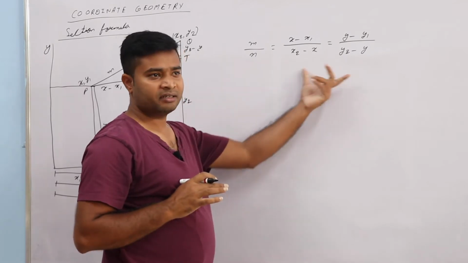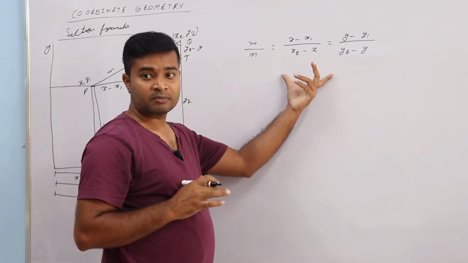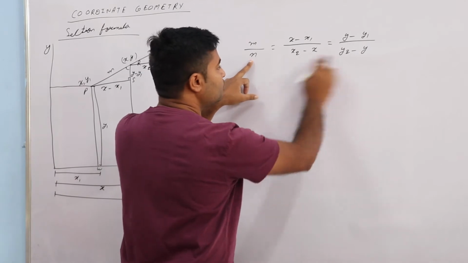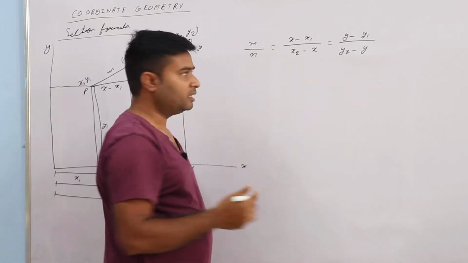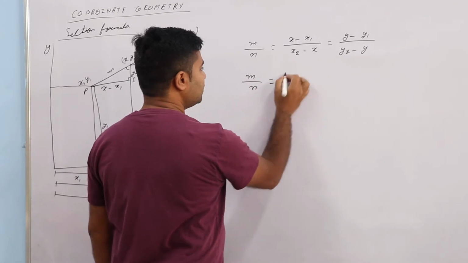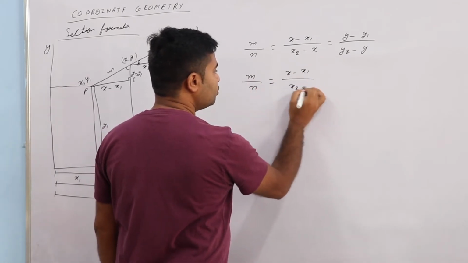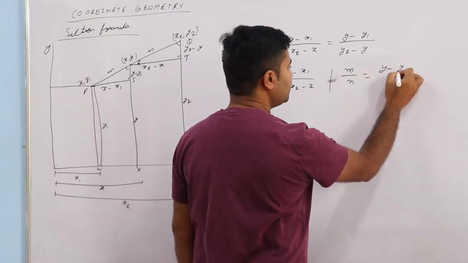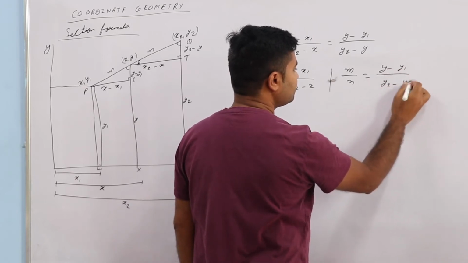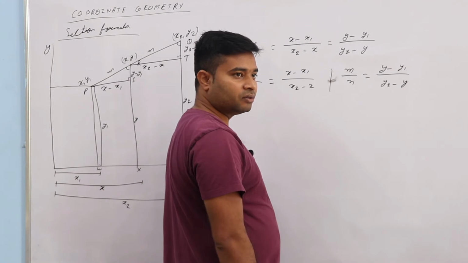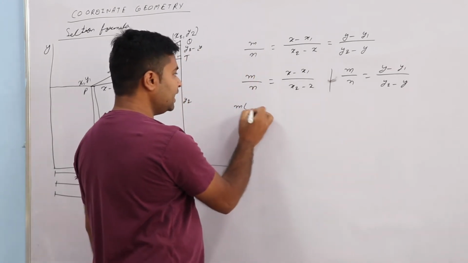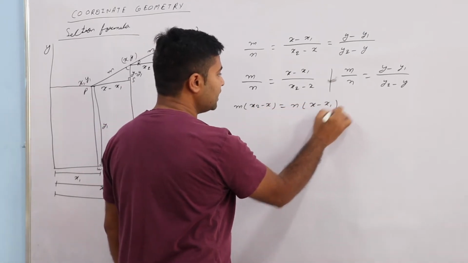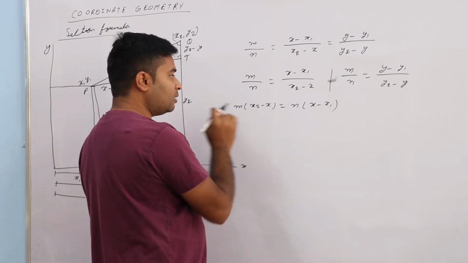Now with three equal ratios, in linear equations in two variables, what did you used to do? Cross multiplication method. You used to take any two, this two and this two, and solve, right? Here also take the same thing. M by n is equal to x minus x1 by x2 minus x. And one more: m by n is equal to y minus y1 by y2 minus y. Cross multiply: m(x2 minus x) is equal to n(x minus x1).